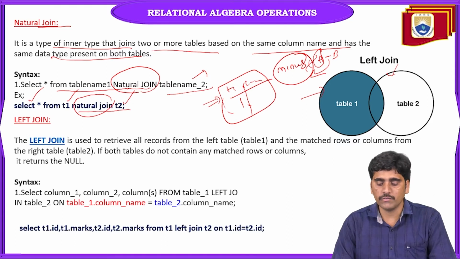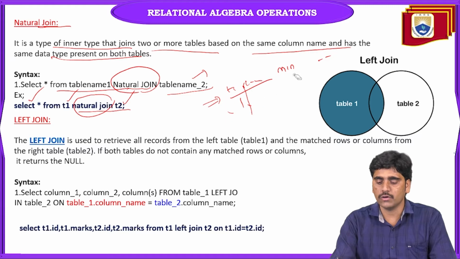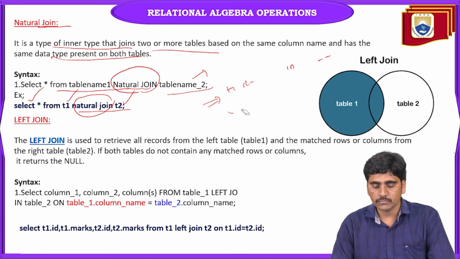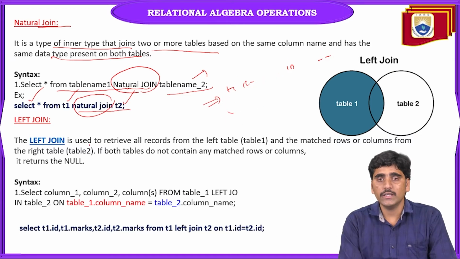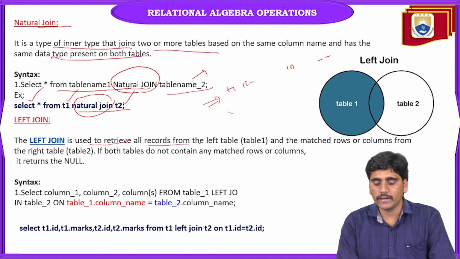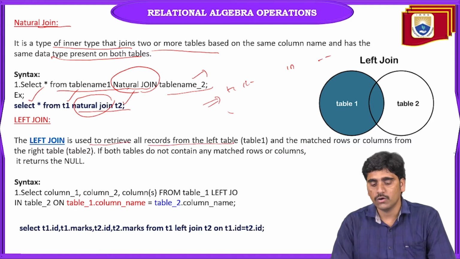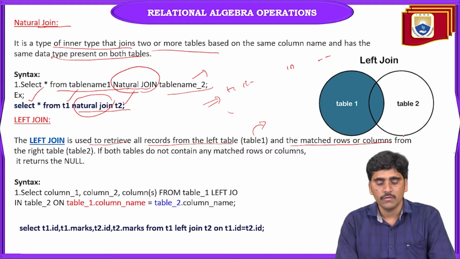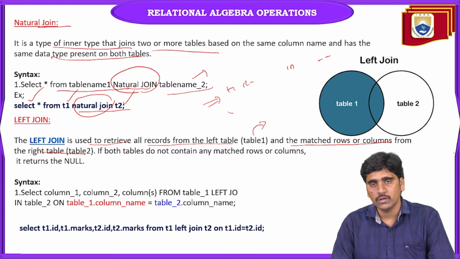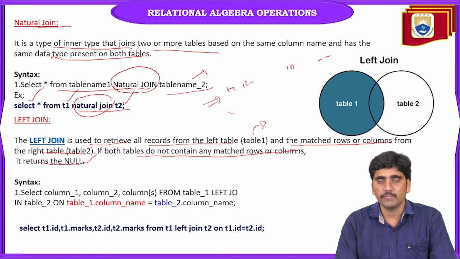And the third one is a very important one, left join. The left join is used to retrieve all records from the left table, that is table 1, and the matched rows or columns from the right table, table 2. If both tables do not contain any matched rows or columns, it returns null.